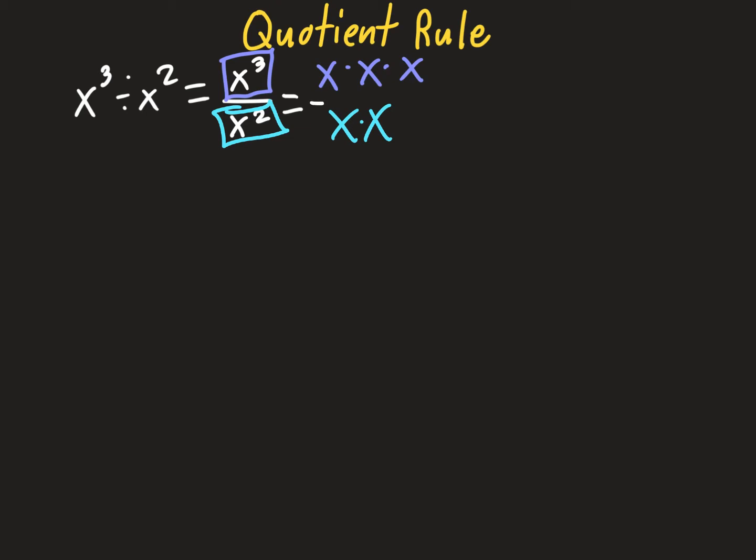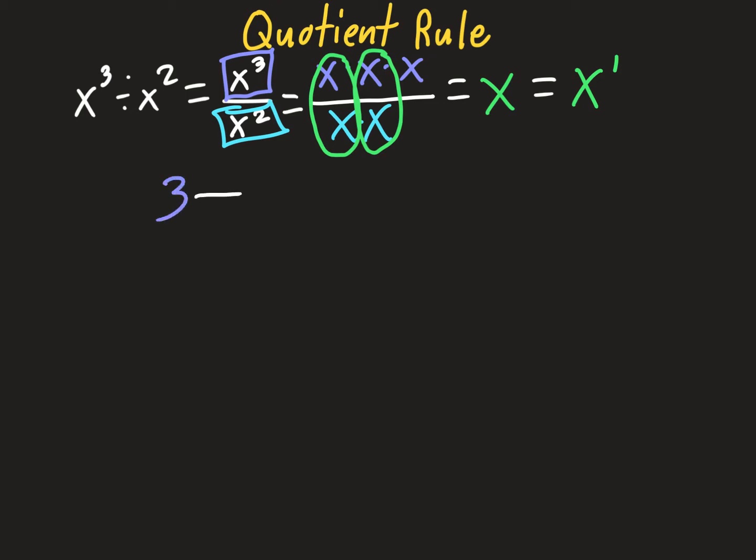Do you remember how whenever you have a number and you divide by itself, you always get 1? So the same thing happens with variables. X divided by x is just 1. This pair cancels out. This pair also cancels out, and we are left with 1x, or x to the first power. Now, what did we do to the exponents to get our new exponent? Well, 3 minus 2 is 1, so we subtracted.